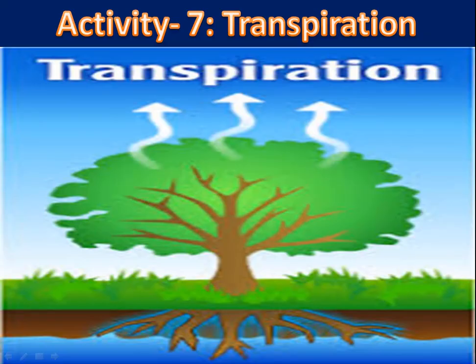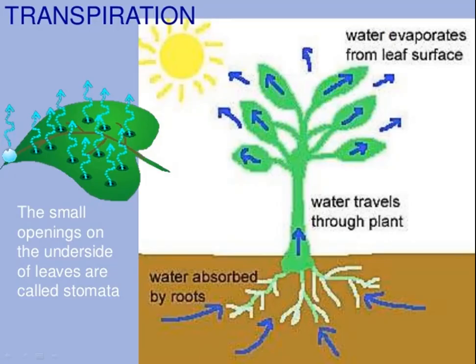Today we are going to learn Activity 7: Transpiration. Do you know that excess water is removed in the form of vapors from the leaf surface? Water is absorbed by the roots, travels through the plant, and evaporates from the leaf surface through tiny holes. The small openings on the underside of leaves are called stomata.